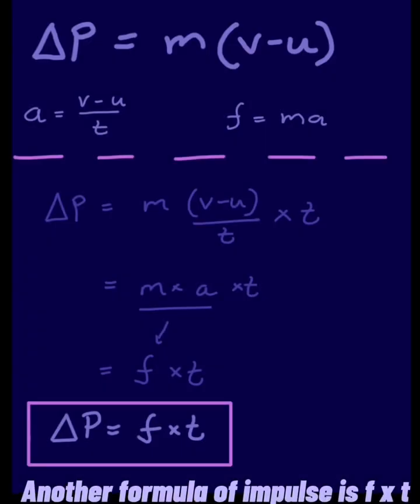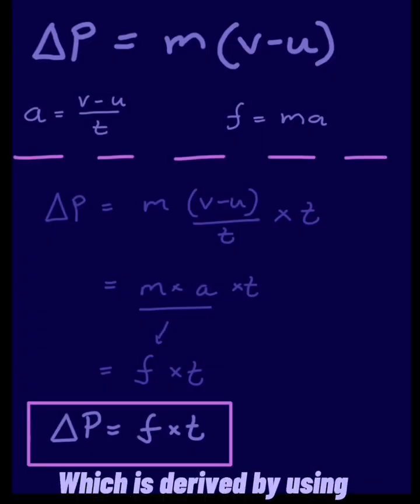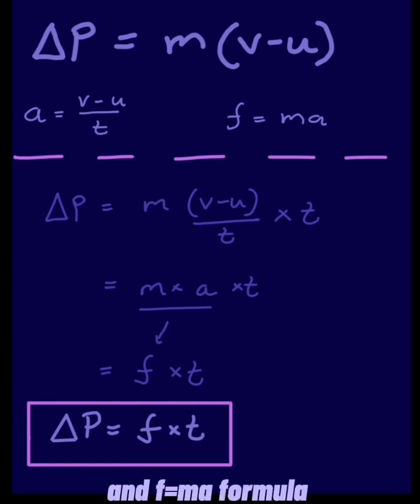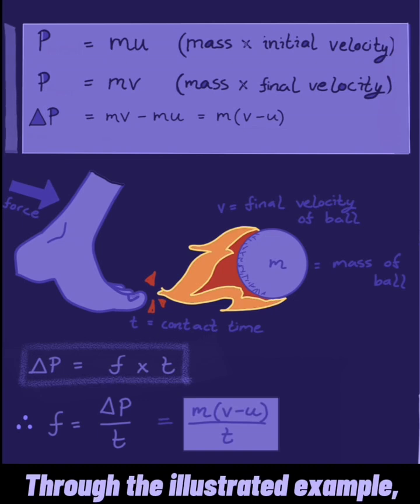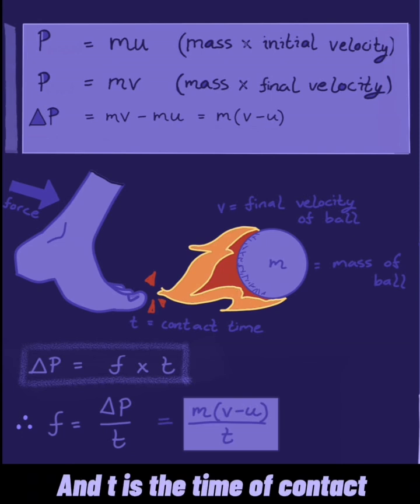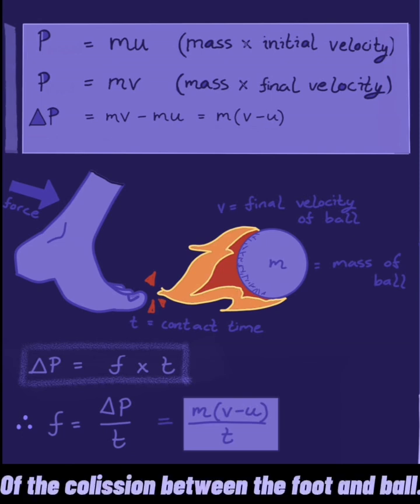Another formula of impulse is force into time, which is derived by using the acceleration formula, change in speed upon time, and force is equal to mass into acceleration. Through the illustrated example, we can see that force is exerted on the ball by someone kicking it, and t is the time of contact of the collision between the foot and the ball.